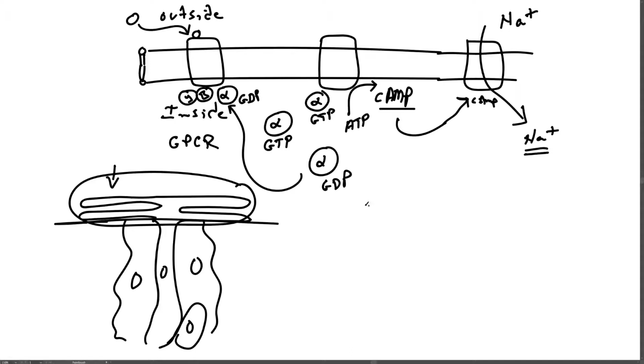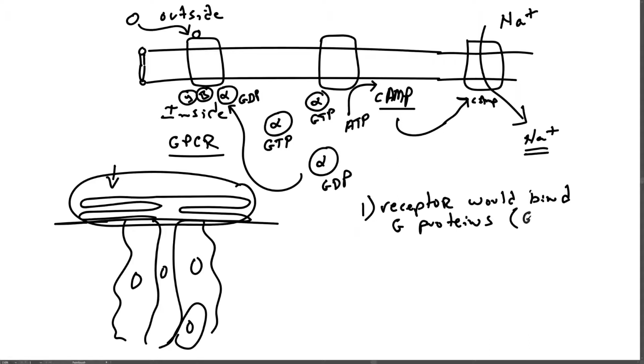They say in their experimental strategy that they made 3 assumptions based on this early work. And the first assumption was that the receptors would bind G proteins. That is, they are G protein coupled receptors. That was their first assumption.